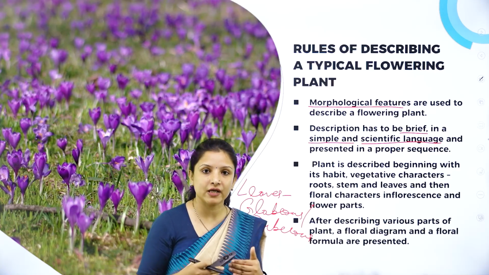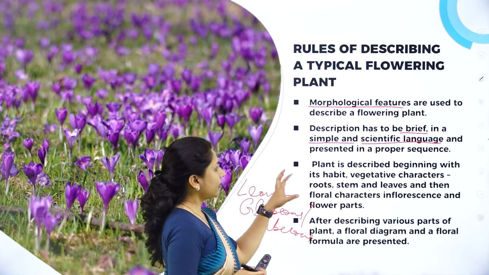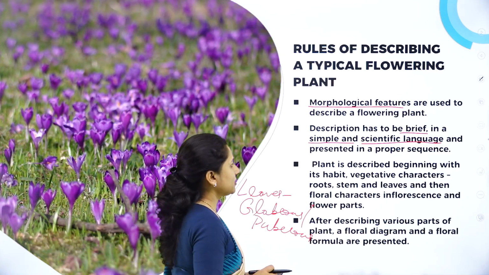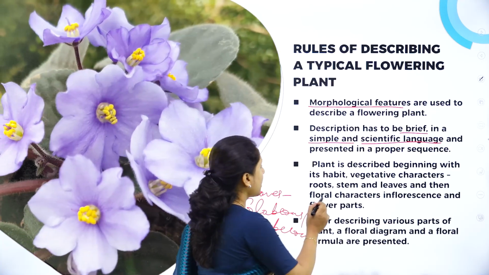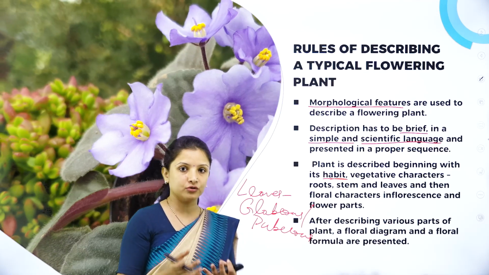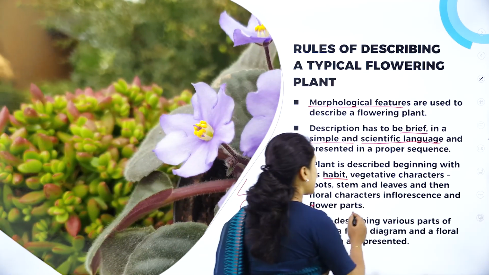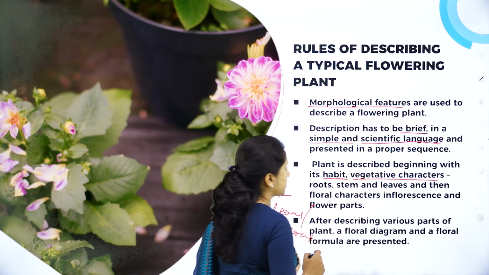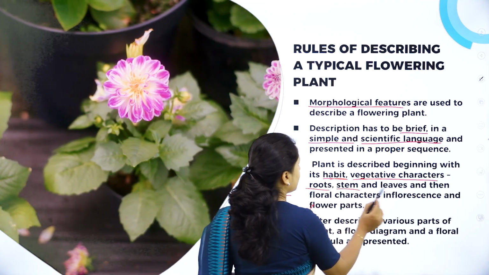That is how in order we have to describe a plant. And also, while describing, the plant should be described right from the habitat, where it is present, which areas it grows. So we have to start with the habitat or the habit. Then we need to go in for the vegetative characters, that is the root, stem and the leaves.